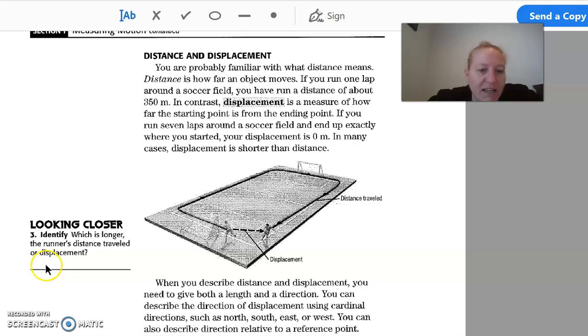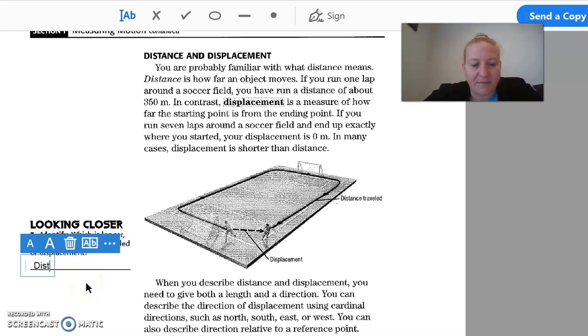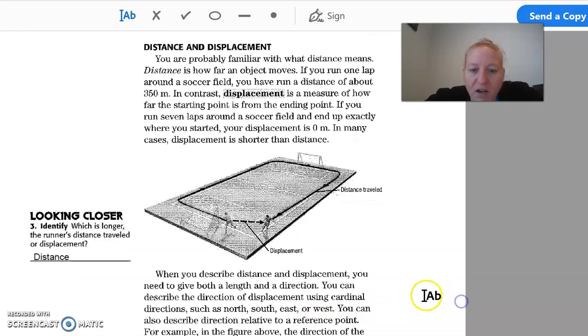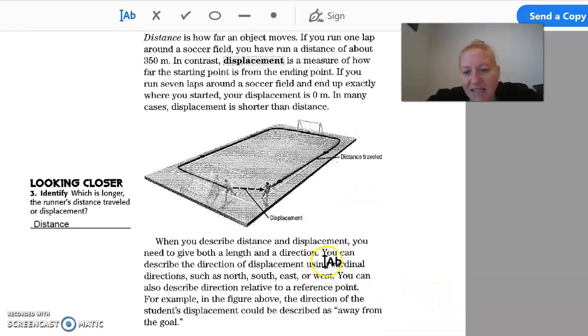Number 3. Which is longer, the runner's distance traveled or displacement? It is distance. When you describe distance and displacement, you need to give both a length and a direction. You can describe the direction of displacement by using cardinal directions such as north, south, east, or west. You can also describe the direction relative to a reference point. For example, in the figure above, the direction of the student's displacement could be described as away from the goal.